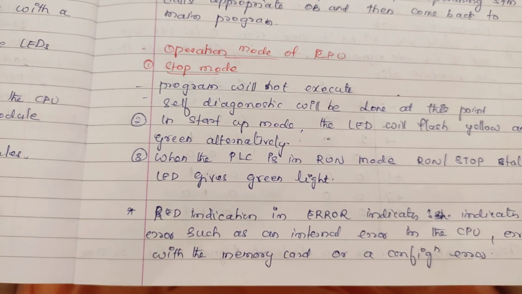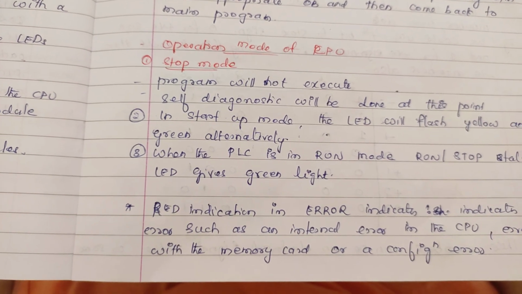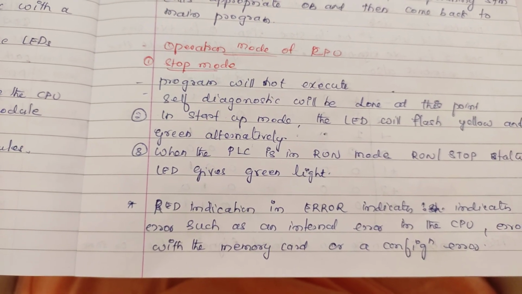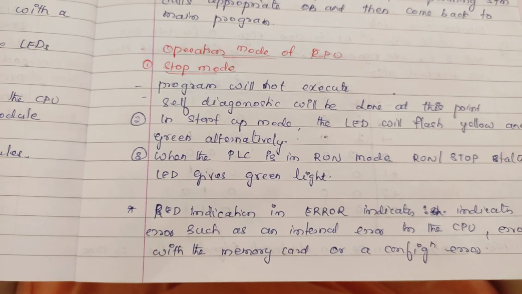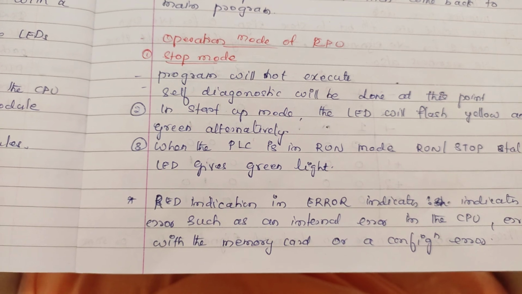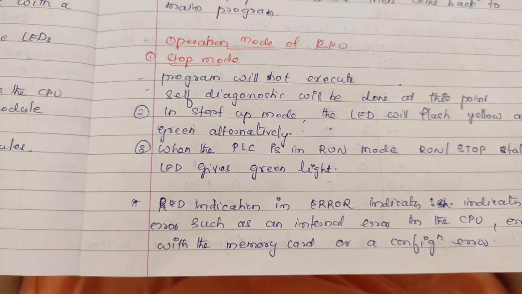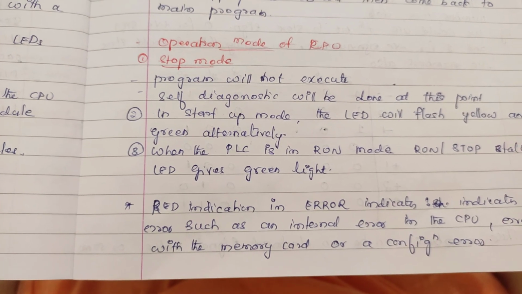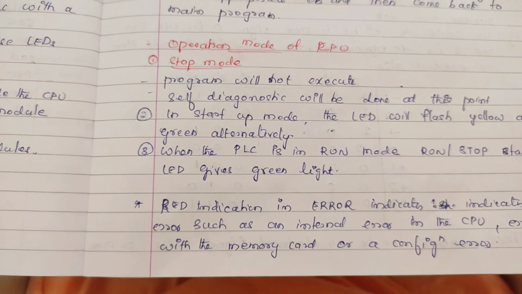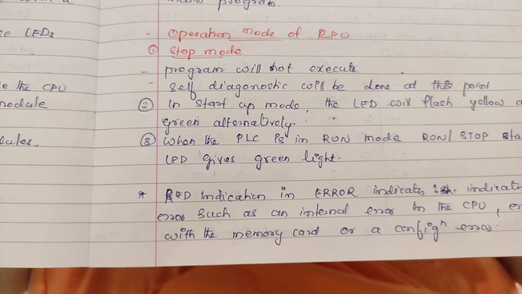If the processor is in any other mode, that is startup mode or run mode, which we are going to study next, we cannot download the program, right? Downloading means we are transferring the program from our software, from our computer, to the PLC memory, that is the CPU of the PLC. That process is called downloading. That is possible only during stop mode.